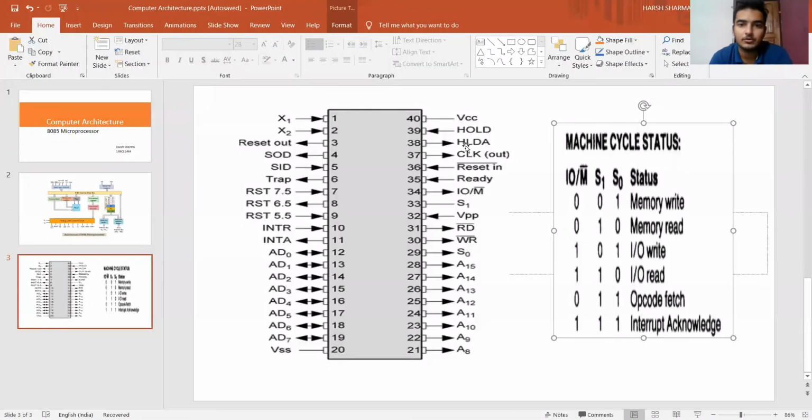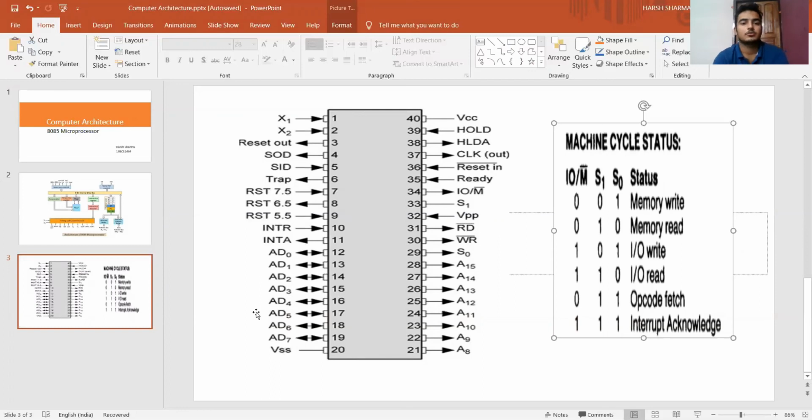So this is the pin diagram of the 8085 microprocessor. There are 40 pins, 20 on the left side and 20 on the right side. First of all, we will discuss VCC. VCC is the pin from where we can give the voltage to the microprocessor, that is plus 5 volt. Then we have VSS, that is ground, for grounding the microprocessor. We use the VSS pin, that is pin number 20.